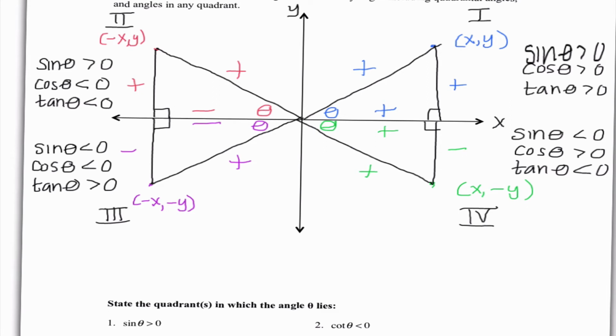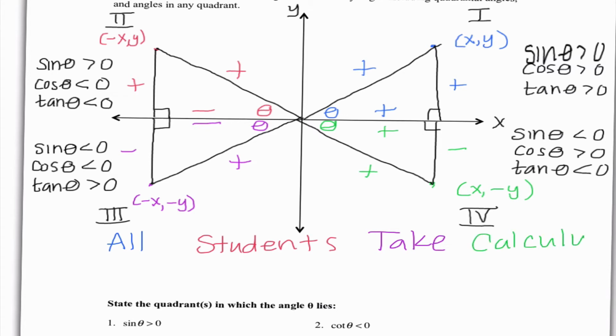And in fact, you guys may have heard of the saying, I'm trying to color code it here, All Students Take Calculus. And what this means, and we can visually see this now looking at this, is that in quadrant 1, all trig functions are greater than 0. They're all positive. So that's the A.